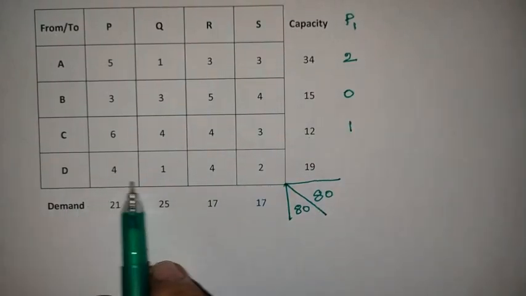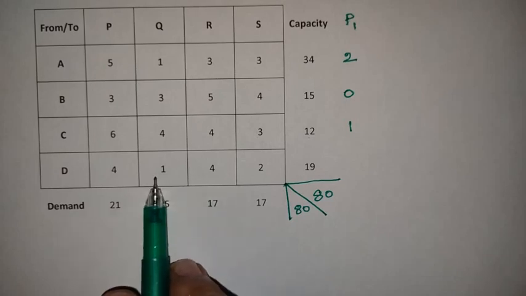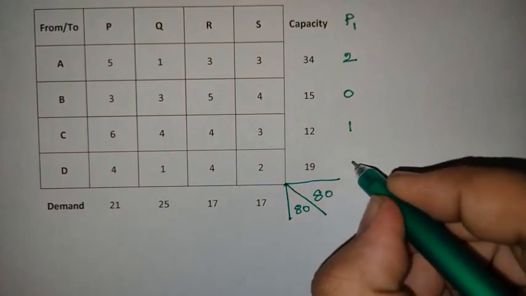Next, in the fourth row, what are the first two minimal values? 1 and 2. So what is the difference? 1.